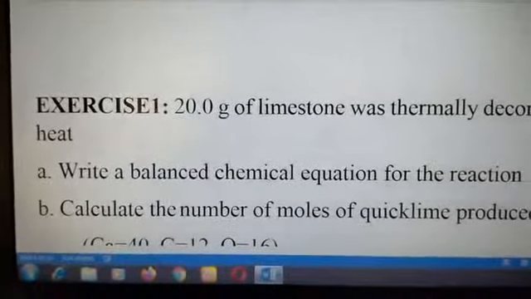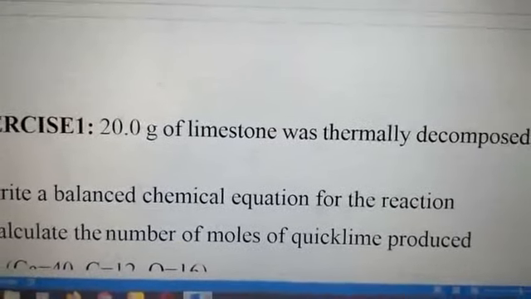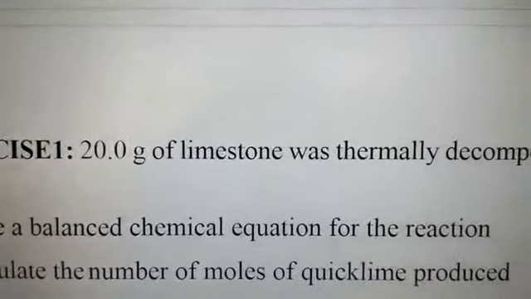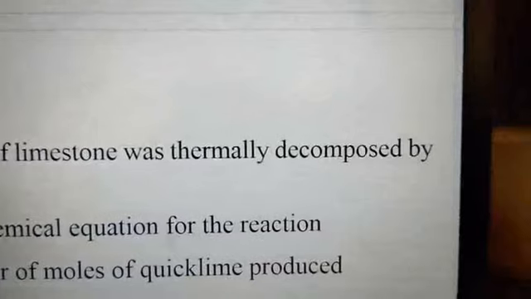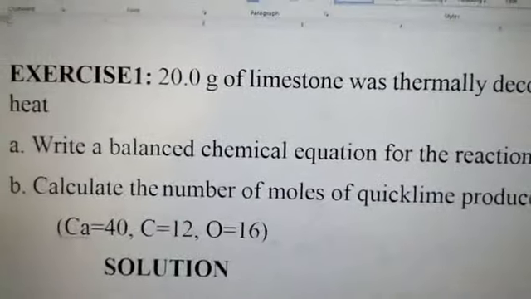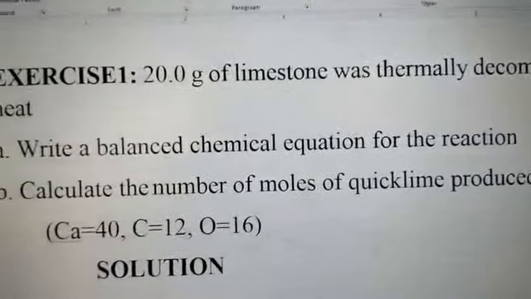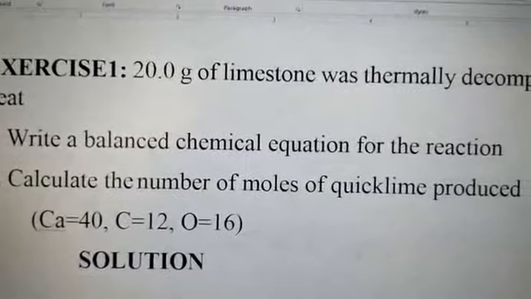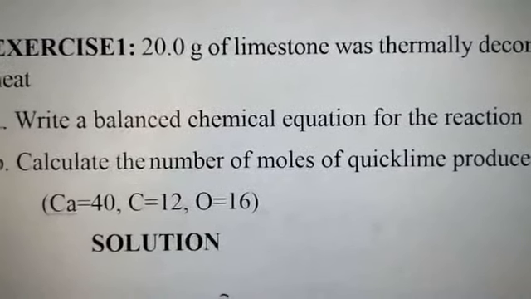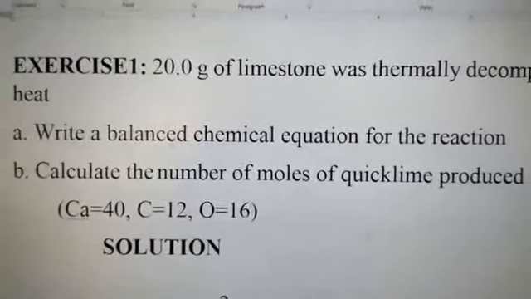When I look at exercise 1, an example of how to apply the stoichiometric relationship, it says 20.0 grams of limestone was thermally decomposed by heat. A. Write a balanced chemical equation for the reaction. B. Calculate the number of moles of quicklime produced. In brackets, you're given the atomic masses of calcium as 40, carbon as 12, and oxygen as 16.